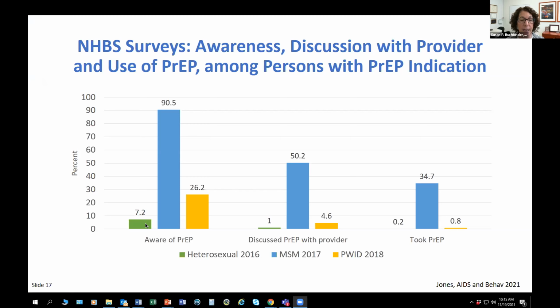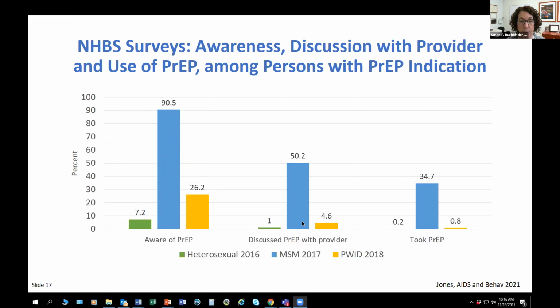These are data from the National HIV Behavioral Surveillance Surveys that take place every year, but in a different population every 3 years. So we've got in green the heterosexuals in 2016, in blue the men who have sex with men in 2017, and in yellow the people who inject drugs in 2018. And what you can see is that in terms of awareness of PrEP, we're doing very well with men who have sex with men, less well with people who inject drugs, and really less than 10% of heterosexuals in 2016 were even aware of PrEP.